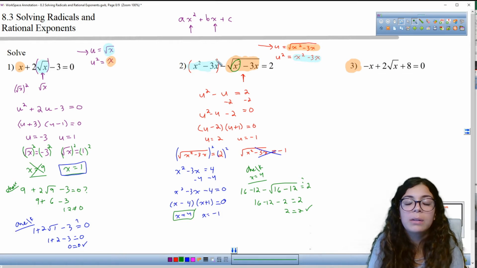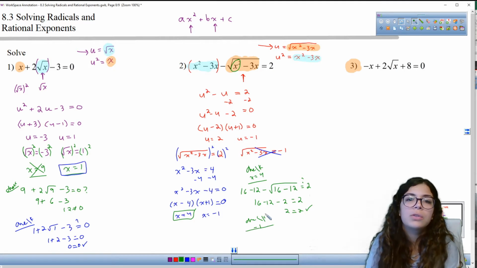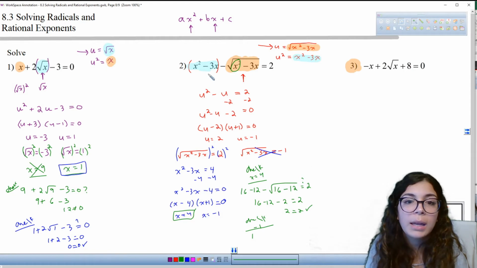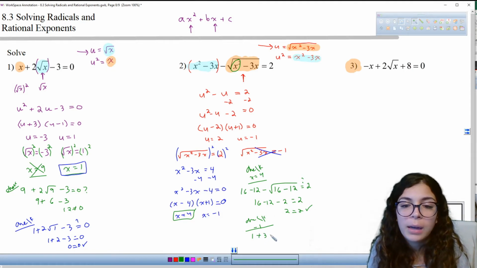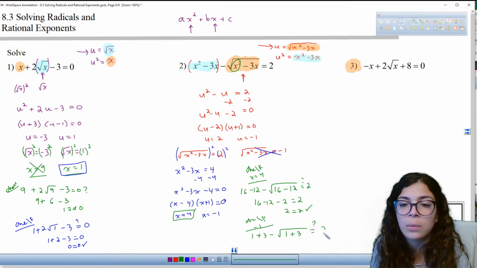Okay, now again, I'll skip some of the steps at the beginning. So I'm going to go ahead and check negative 1. Okay, so negative 1 squared would be positive 1. And negative 3 times negative 1 is positive 3. And then minus the square root of, again, negative 1 squared is positive 1. Negative 3 times negative 1 would be positive 3. And we're checking, does that equal 2?